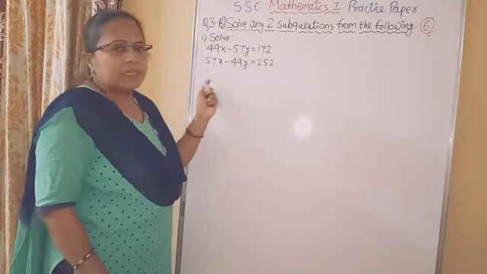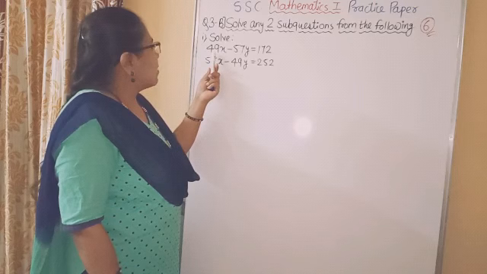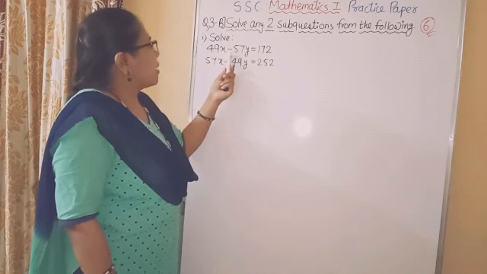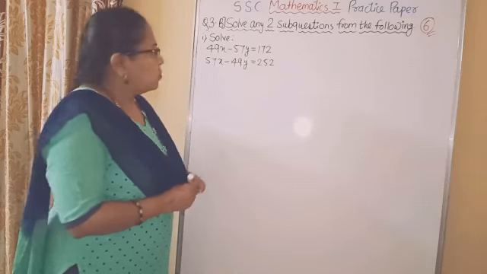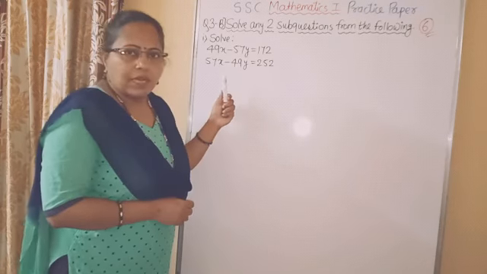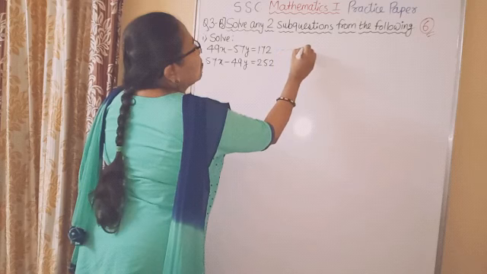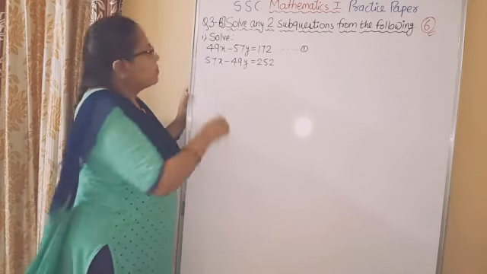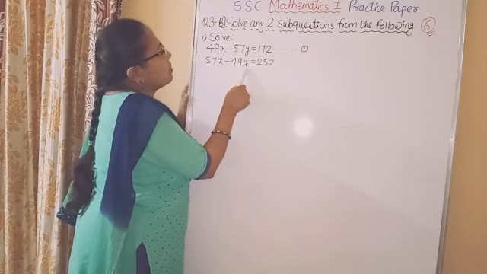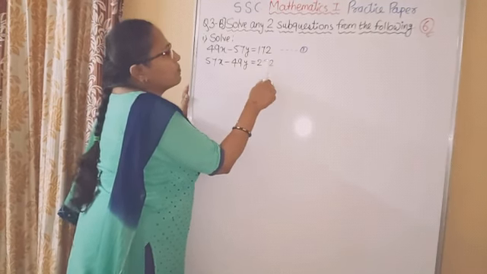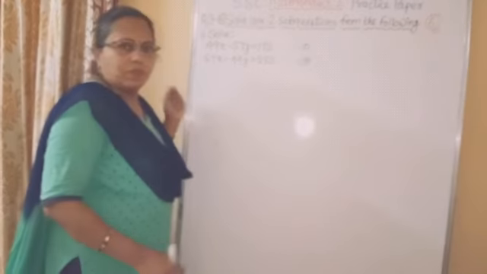Here 2 simultaneous equations are given and we have to solve these equations. First equation is 49x minus 57y equal to 172. Carry these equations in your answer sheet. Here give equation number 1. Second equation is 57x minus 49y equal to 252. Give here equation number 2.